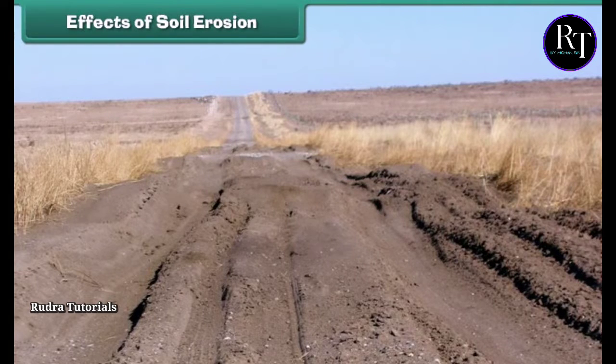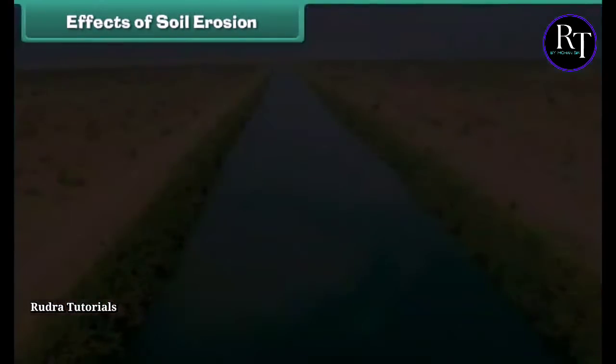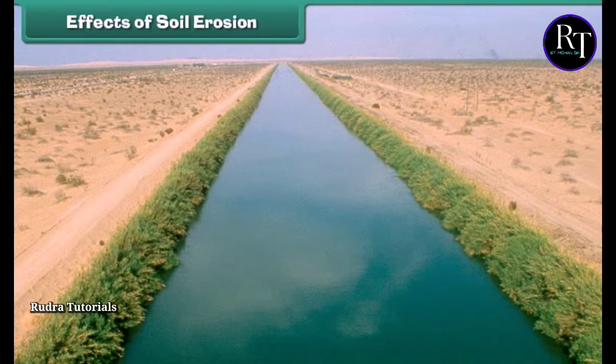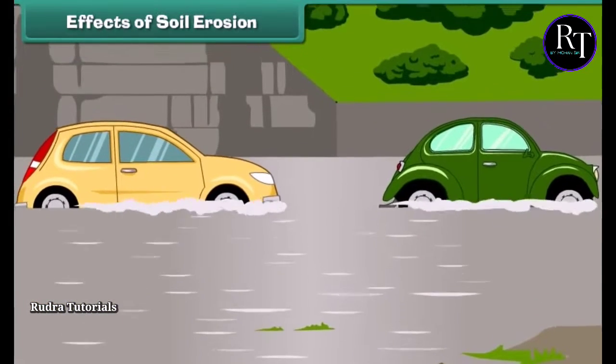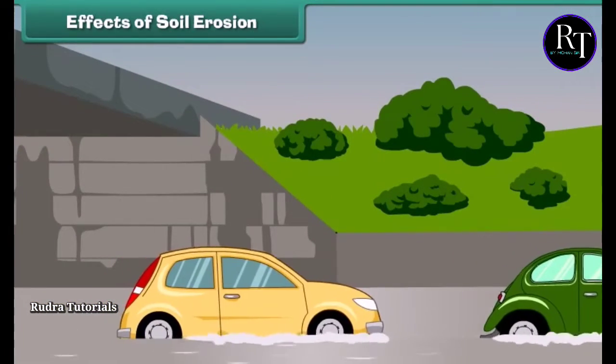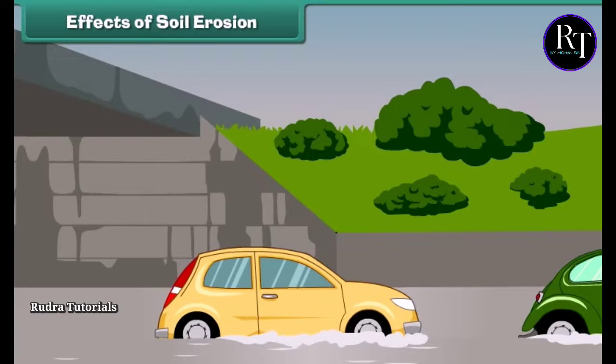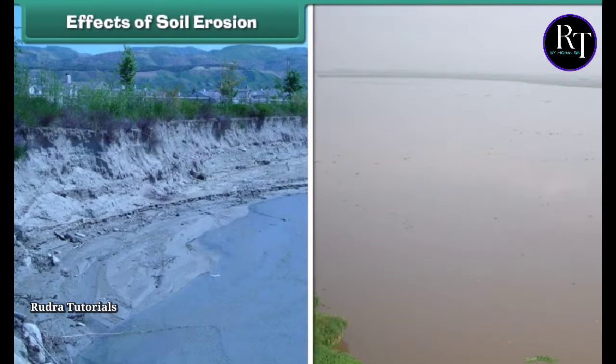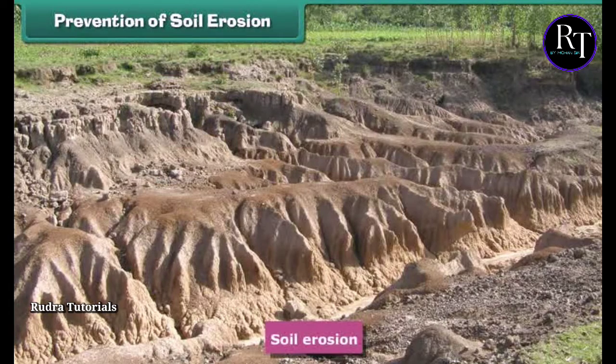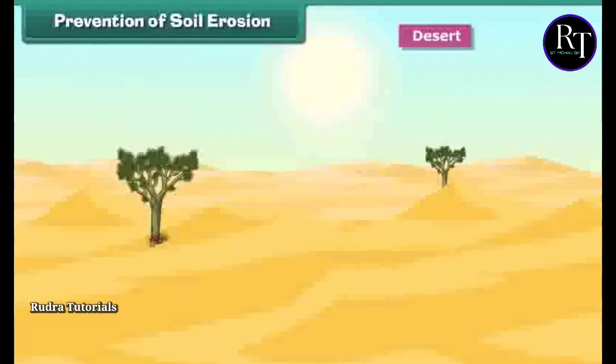Due to soil erosion, the soil shifts and accumulates on the roads and streets. This blocks driving and results in accidents. It also blocks many irrigation canals. It increases the risk of flooding. The eroded soil deposits in water resources like rivers, lakes, etc. and pollutes them. Soil erosion is a major environmental problem. It has affected the whole world, from forests to deserts.